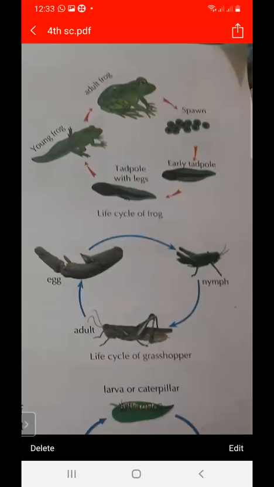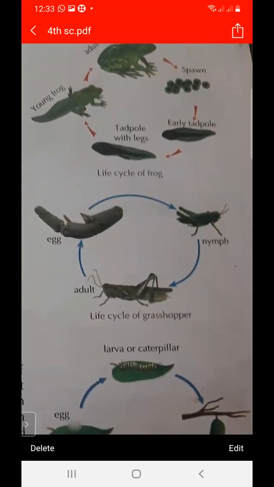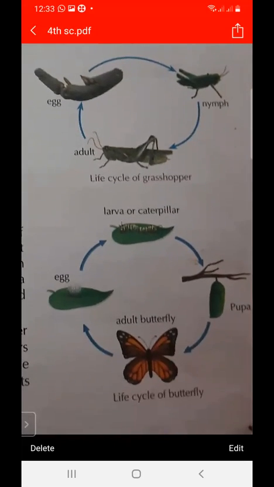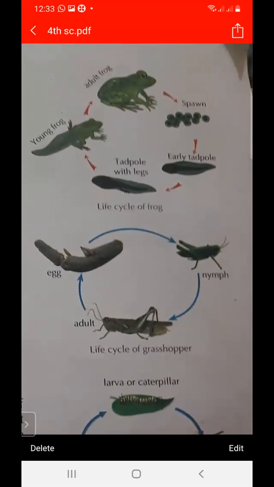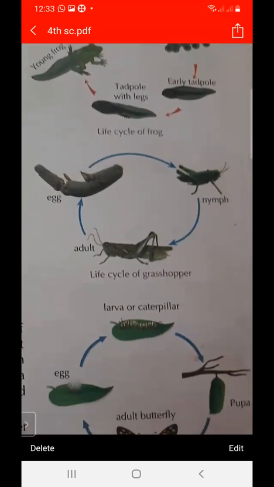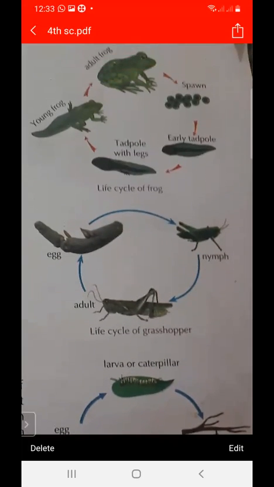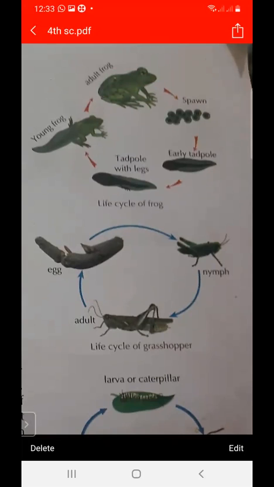What we discussed: life cycle of frog, life cycle of grasshopper, and life cycle of butterfly. So we will discuss the three life cycles. First is life cycle of frog. Next is life cycle of grasshopper. And next is life cycle of butterfly.